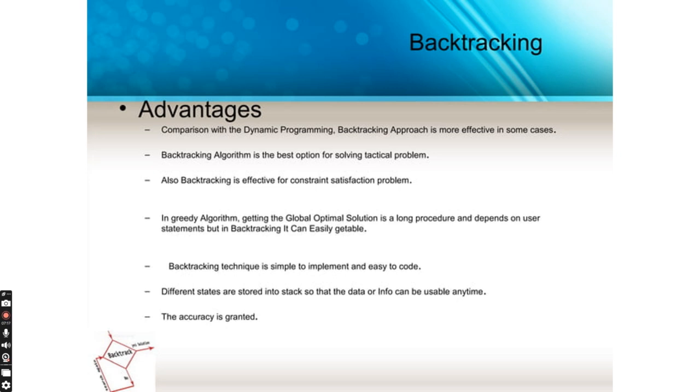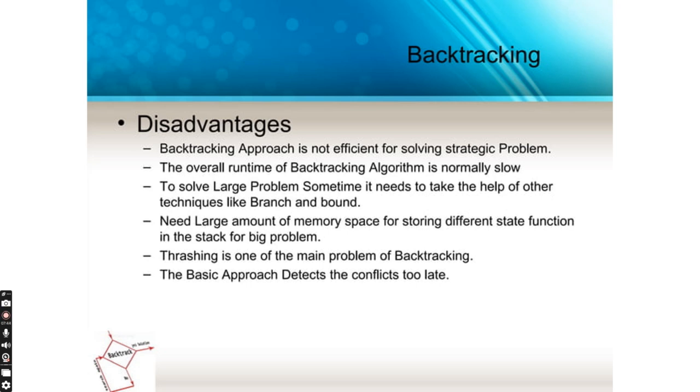Then advantages: there are many advantages. The backtracking approach is more efficient. It is the best option for solving tactical problems. Also backtracking is effective for constraint satisfaction problems. It is easy to implement and it stores results, sub-results or sub-solutions. We can reuse these results at any time. Accuracy is guaranteed. Now the disadvantages: it is not sufficient for some problems and the overall running time is very slow. Solving a larger problem is very difficult because it needs other techniques like branch and bound. Then thrashing is one of the major problems.